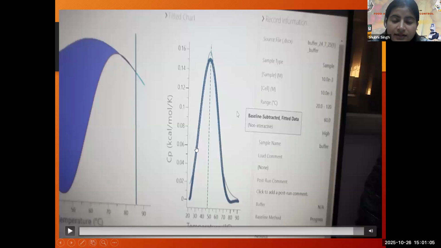See, ma'am is talking about how we can get two different types of graphs in the thermogram. If the graph is increasing and then decreasing, it denotes an endothermic reaction. And if the graph is decreasing and then increasing, it means that it is an exothermic reaction.